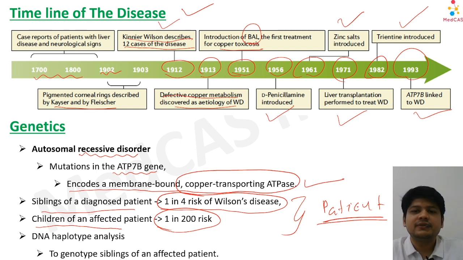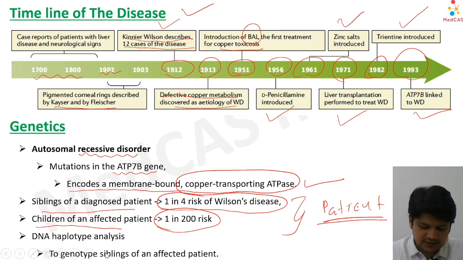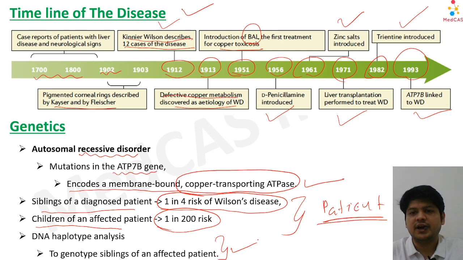Then we write a referral to a gastroenterologist, right? This is what the current practice says and it is done like that. But it is better to know, in an MCQ you cannot refer anyone, right? You have to answer that. So let's go with this. The DNA haplotype analysis will help to genotype a sibling of an affected patient. And why it is important, you know it, right? Because pre-symptomatic phase treatment is going to do magic.